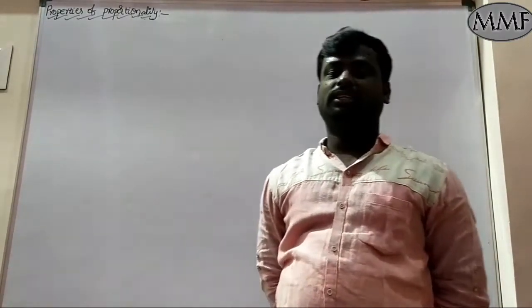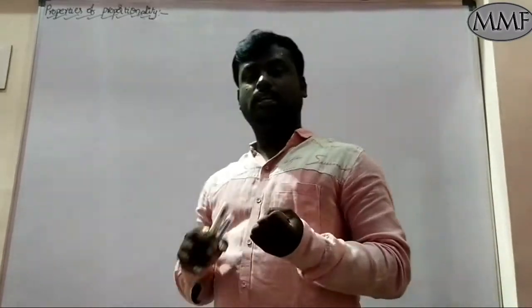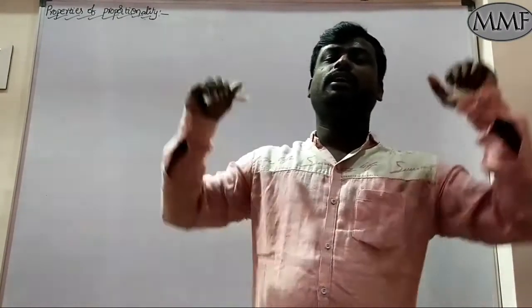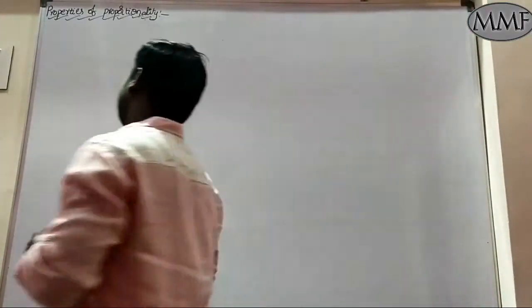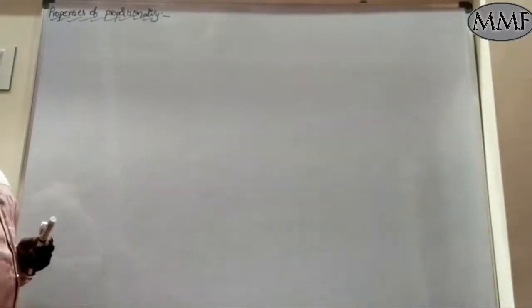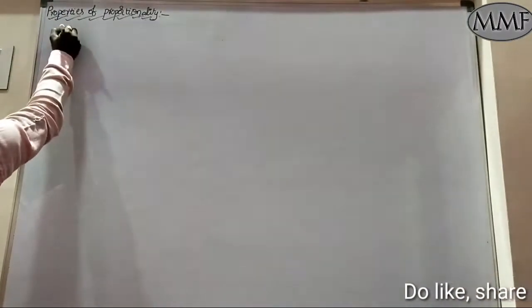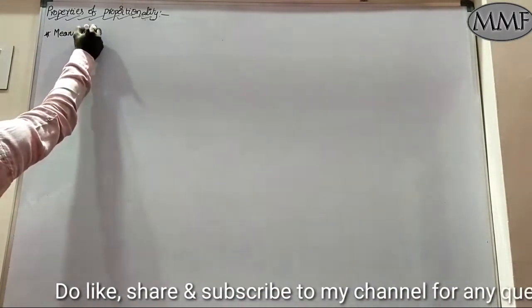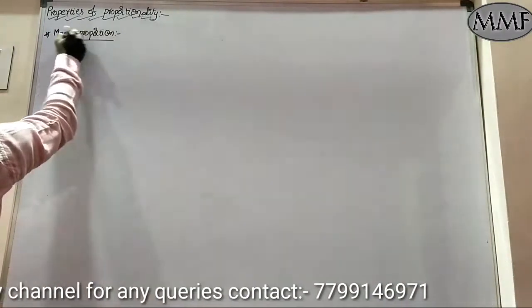Now we'll see some basic definitions. Last class we discussed duplicate, subduplicate, triplicate, subtriplicate, mean proportion, third proportion, fourth proportion. Now let's see. First thing, one definition, one example. Mean proportion. What is the mean proportion?